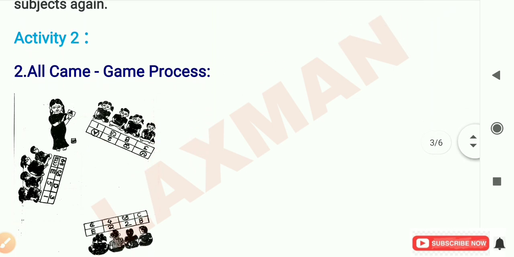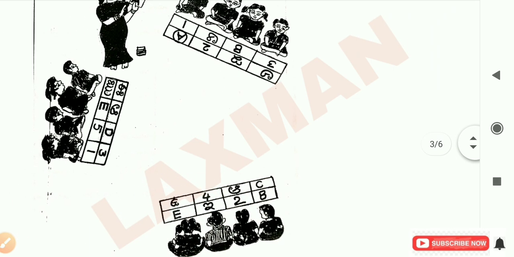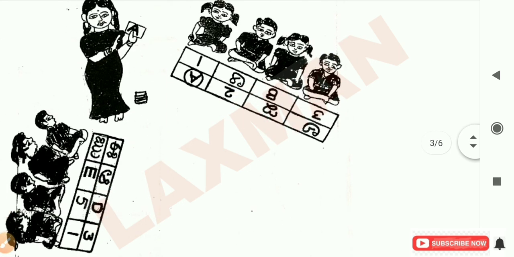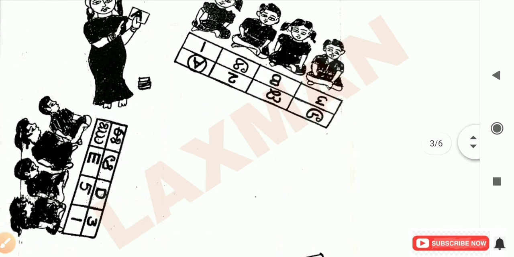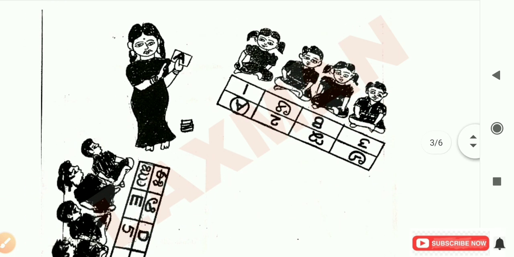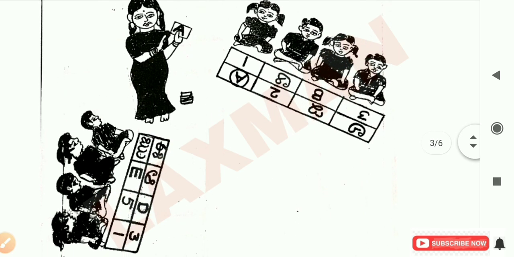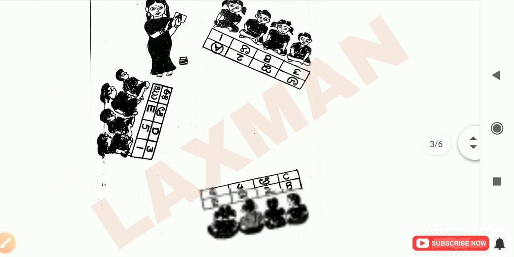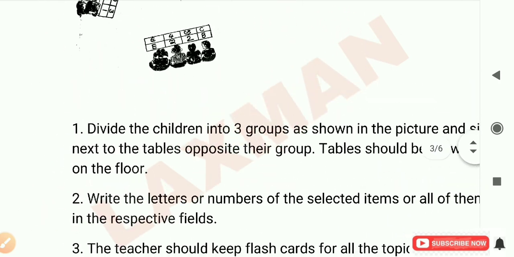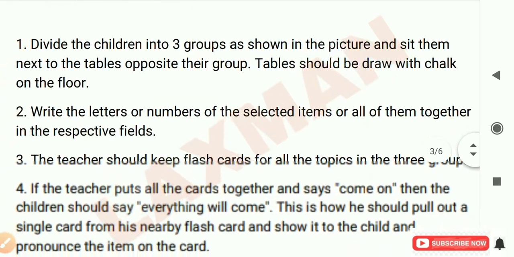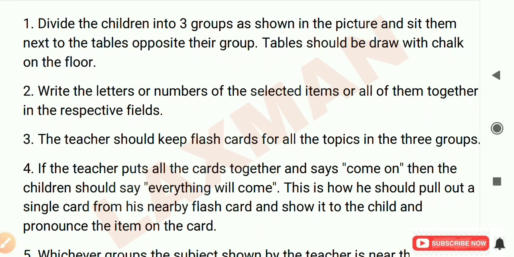Activity 2, all came, game process. This is the picture. See here, in each group you have to write Telugu alphabets, English alphabets and numbers, and the teacher is also holding flashcards. By observing this picture, we can know the process of playing the game. So let us see the process. Divide the children into 3 groups as shown in the picture and sit them next to the tables opposite their group. The table should be drawn with chalk on the floor.